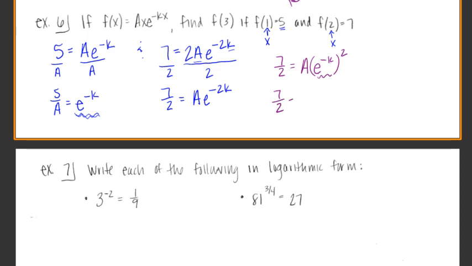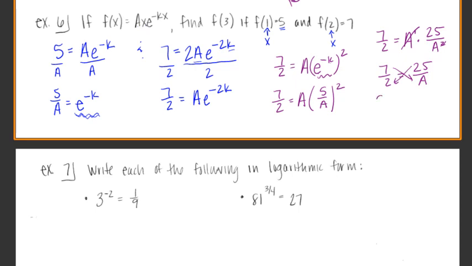And this will say 7/2 is equal to a, my e to the negative k is now 5 over a, all of that squared. Okay, so further simplifying, then I have 7/2 is equal to a times 5 squared, which is 25, over a squared, which is obviously a squared. All right, I've got a to the first out front, so that's going to cancel with one of those. So I'm really looking at 7/2 is equal to 25 over a. And if I do some cross multiplying, it tells me that 50 is equal to 7a, or a is equal to 50 over 7.